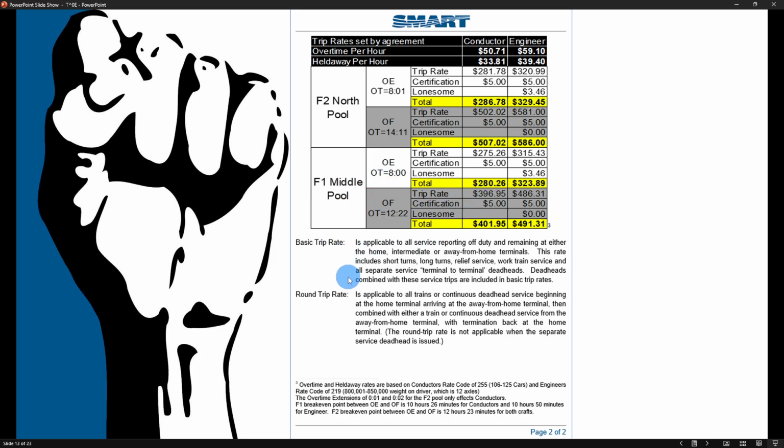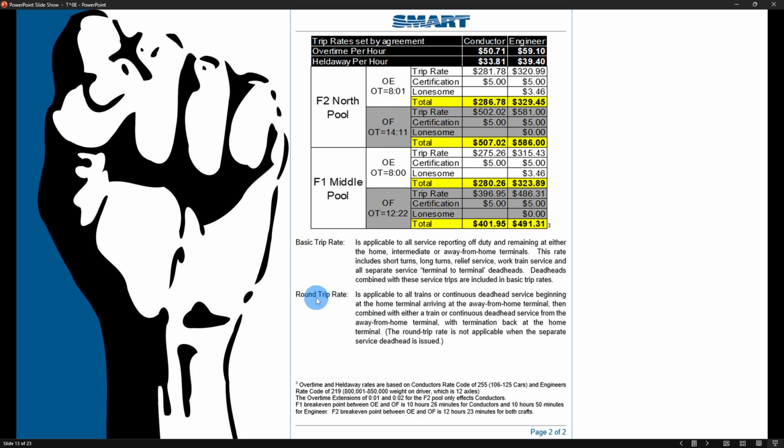So, OE, basic trip rate, is applicable to all service reporting off duty and remain either at home, intermediate, or away from home terminals. This rate includes short, long turnarounds, relief service, work trains, all separate services, terminal to terminal deadheads. Deadheads combined with these services are included in the basic trip rates. That's an OE right here.